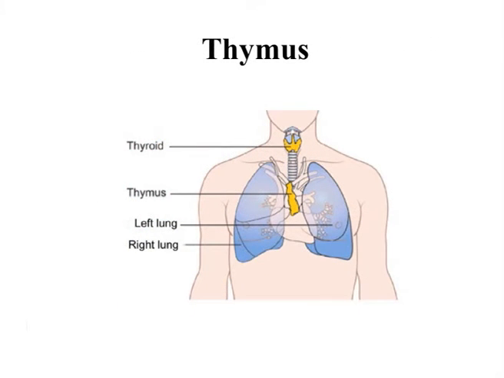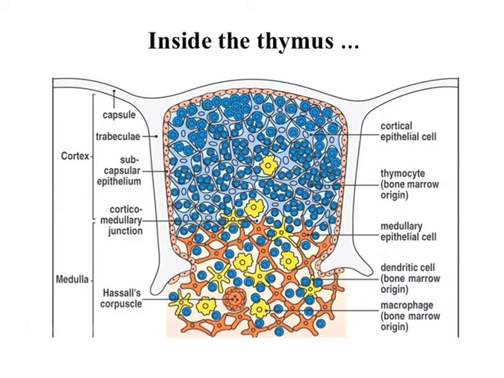The second primary lymphoid organ is thymus. Thymus is located above the heart. It is a bilobed organ, and each lobe is surrounded by a membrane called capsule. Projections from the capsule enter into the thymus and divide it into several lobules or small compartments.